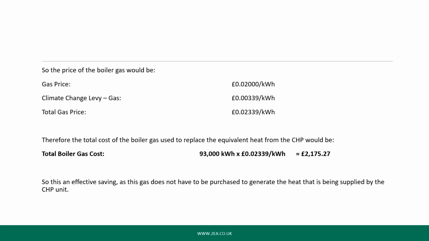So as we did for the electricity price, we have the base gas price, the CCL on gas rate, which gives us a total gas price. Therefore, the total cost of the boiler gas used to replace the equivalent heat from the CHP would be £2,175.27. So this is an effective saving, as this gas does not have to be purchased to generate the heat that is being supplied by the CHP unit.